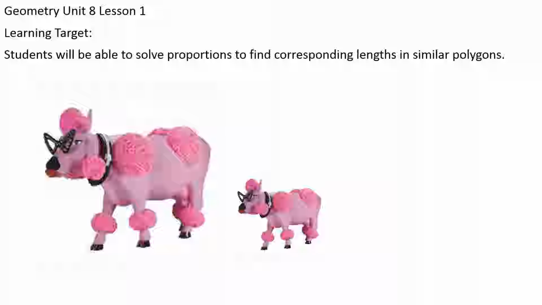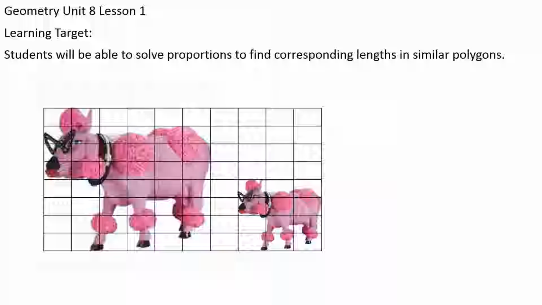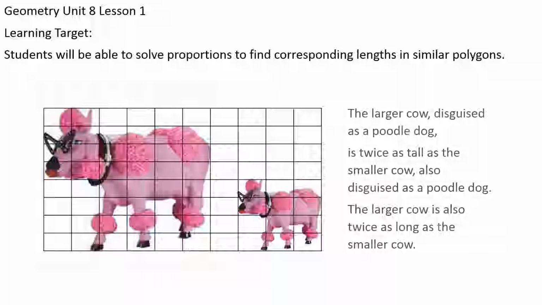They're actually cows. They're disguised as poodles. All right, those are actually cows. They are similar to each other. Why are they similar? Take a look at them. The larger cow is exactly twice as tall as the smaller cow. The larger cow is exactly twice as long as the smaller cow.